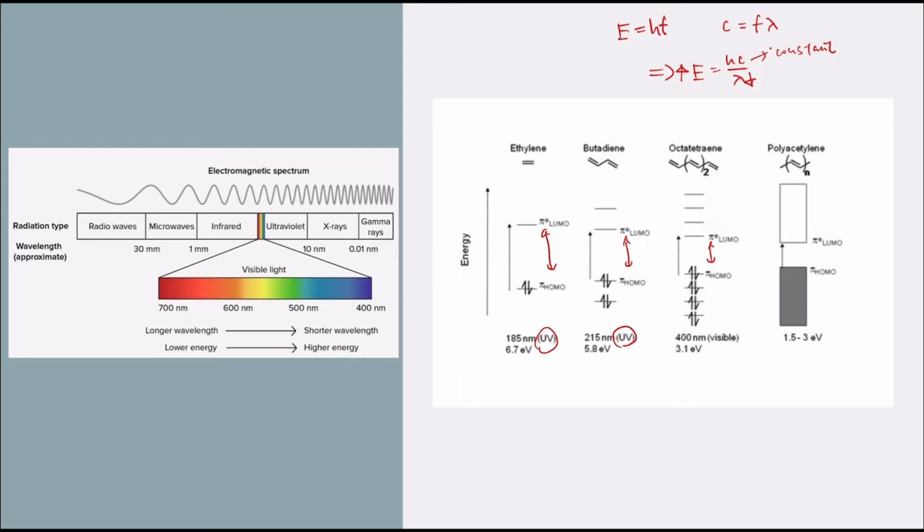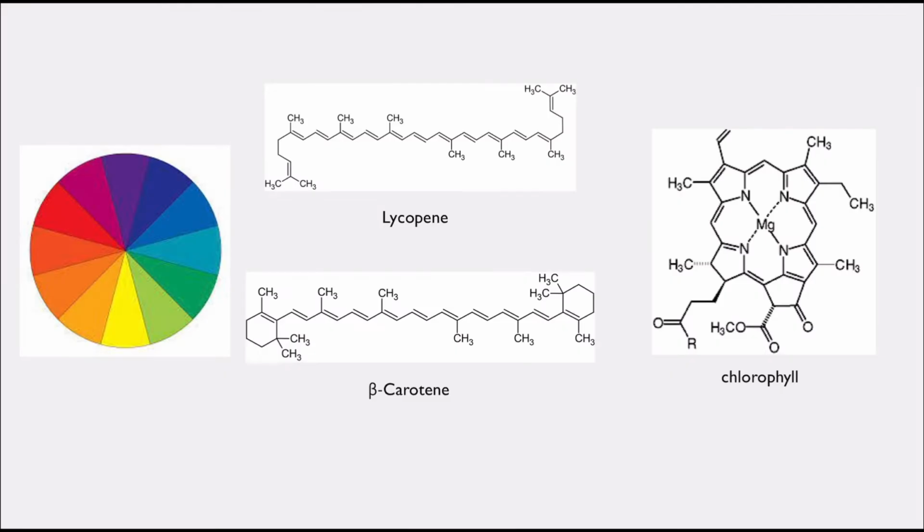Here are some examples of pigments. This is lycopene with the conjugated system here, and it's the red pigment in tomatoes. It absorbs blue to green light, but it appears red, which is the opposite of blue and green in this color wheel. This color wheel can help us identify the color of the molecule according to the light it absorbed, which is the opposite of it.